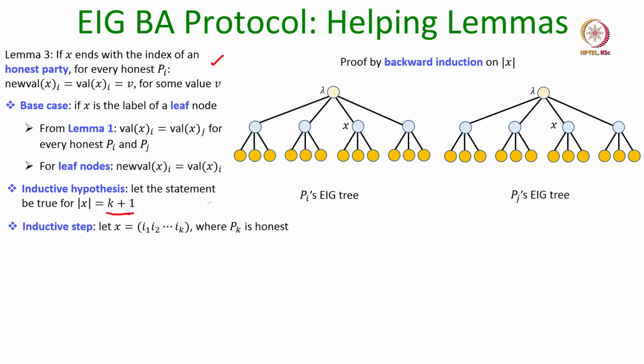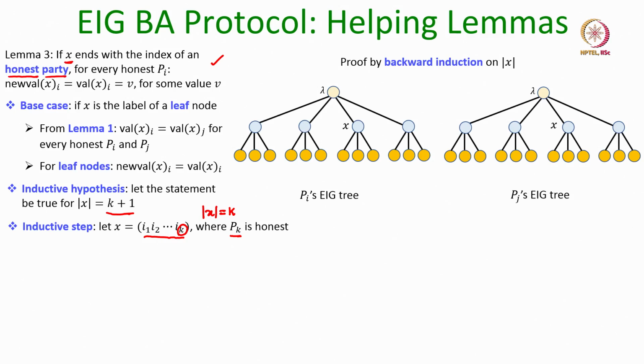That means now we are taking the case when the label of x is a string of size k, that means x is occurring at layer k, and say the label of x is I sub 1, I sub 2, up to I sub k, which are all distinct, and p k is an honest party. That means the index k corresponds to the party p k and p k is honest. Why honest? Because we want to prove the lemma for all the x whose label ends with the index of an honest party, not a corrupt party.